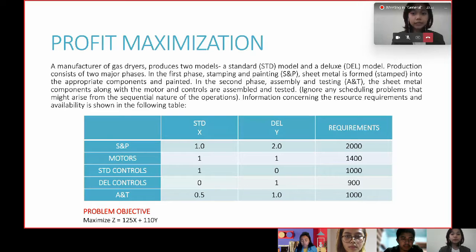For the decision variable, we will have STD as our x and DEL as our y. The problem objective is to maximize profit. To put it in mathematical terms, we maximize z equals 125x plus 110y. Here in tabular format, you can see the 5 constraints. Next slide.